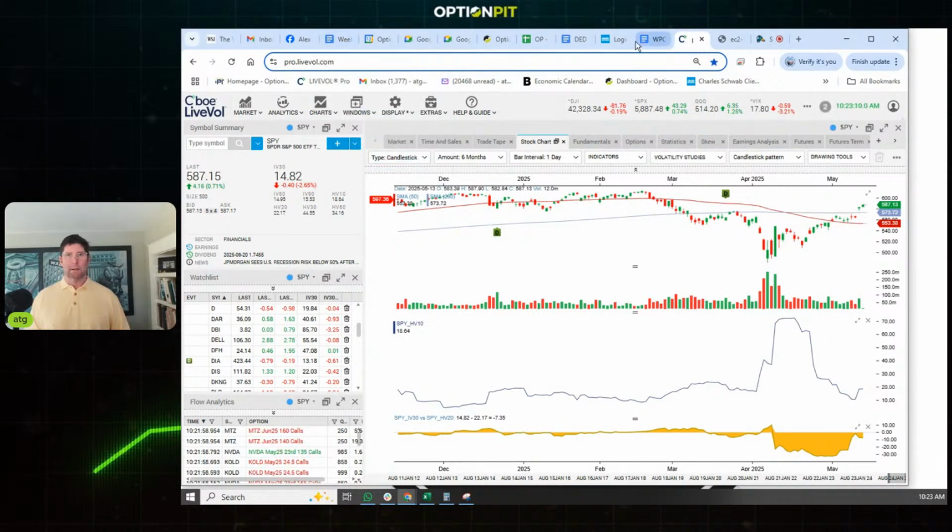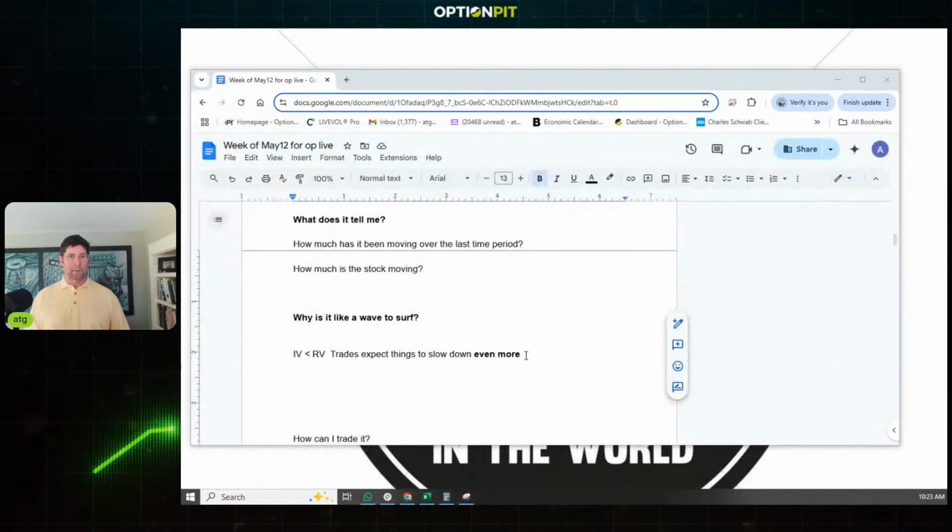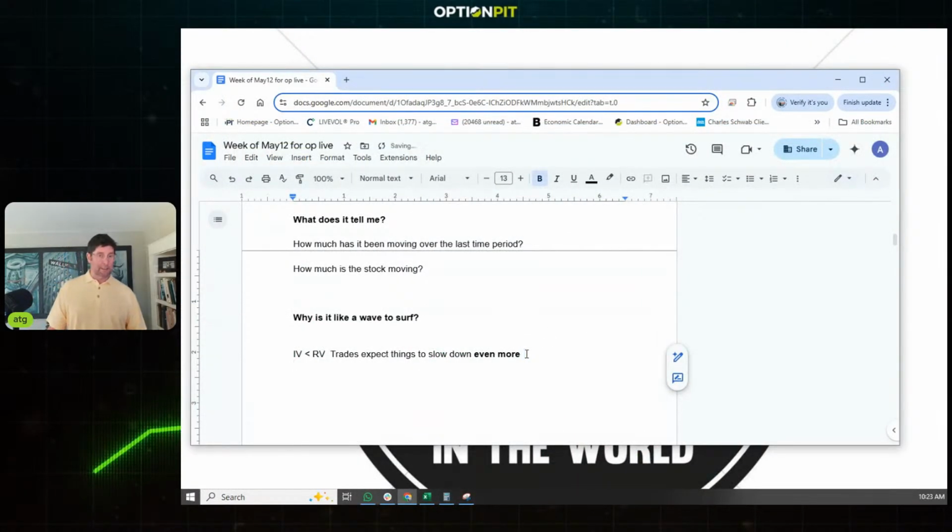And let me see here. So now here's the next thing. When IV is greater than realized vol. Now this is a very general guideline. So traders expect things.